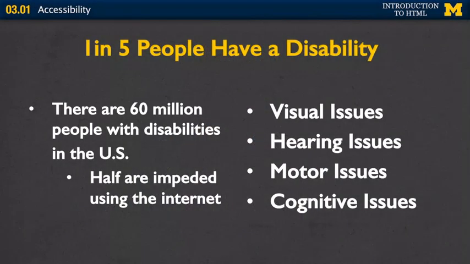So let's talk specifics. According to the 2012 U.S. Census, 1 in 5 people in the U.S. have a disability. That means that there are 60 million people in the U.S. who are dealing with issues that other people may not have, and half of them are impeded from using the internet. So we will talk briefly about 4 issues that tend to pop up the most when dealing with disabilities and the internet: visual issues, hearing, motor, and cognitive.